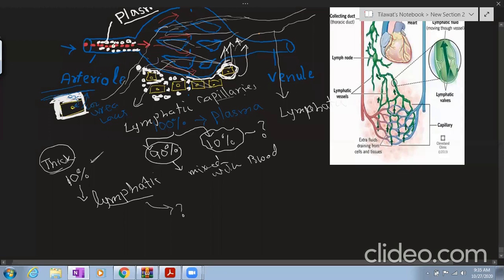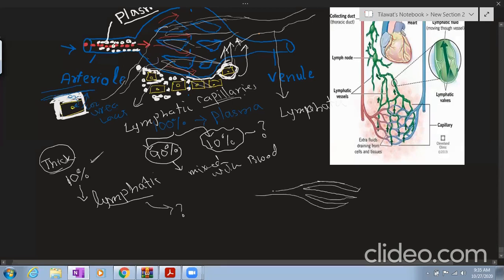Is it okay? Now, up to here, I hope this is clear, right? See here, boys. For example, I will draw for you here lymphatic capillaries. See, for example, okay?